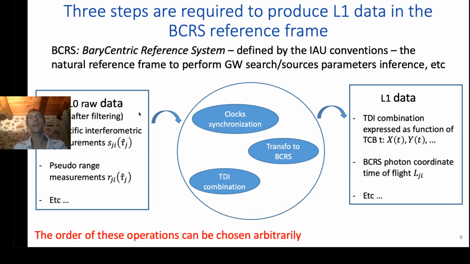So it's important to realize that amongst all the steps that are required to go from the L0 to the L1 data, there are 3 steps that are required for sure. One of them is the clock synchronization, the other one is the transformation to the BCRS, and of course we need also to produce a TDI combination. One important point that we are trying to make here is that actually the order of the 3 operations can be chosen arbitrarily, and this is something that was a little bit unexpected. In particular, we have shown that it's possible to start straight from the TDI combination.